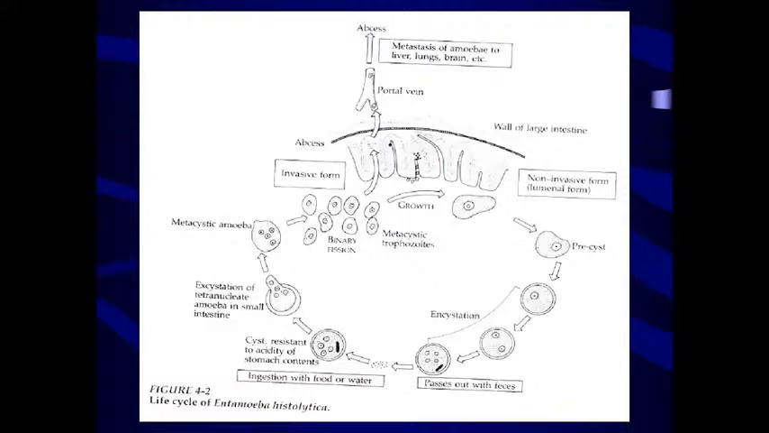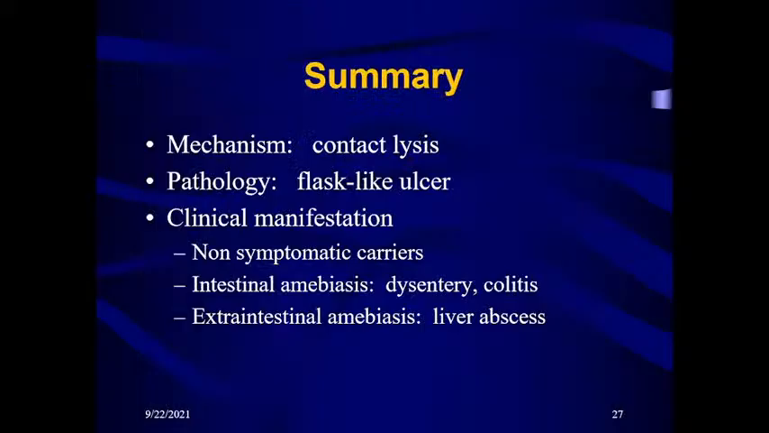And the main complication is metastatic disease. Local complications are usually ulcers with dangers of bleeding as well as perforation. In summary, the pathologic mechanism is contact lysis between the pathogen and the mucosa. The main pathology you see is the flask-shaped ulcers. Clinical manifestations could be non-symptomatic in carriers, and intestinal amoebiasis presenting as dysentery and colitis. Extraintestinal amoebiasis you find as liver abscess, lung, and brain metastases or abscesses.